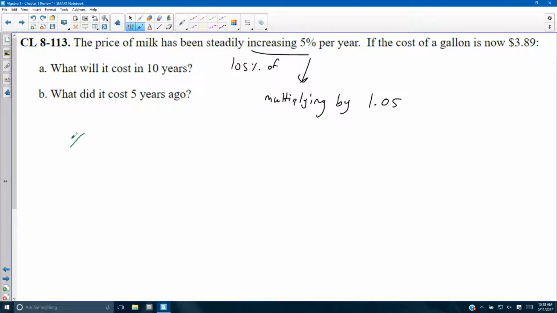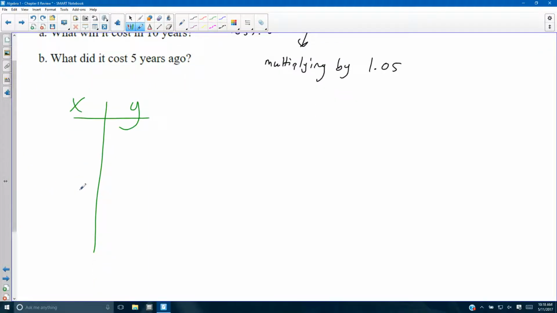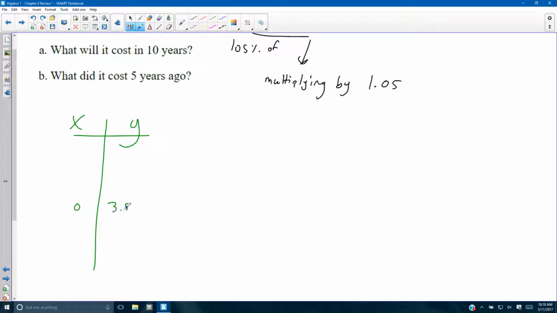What will it cost in 10 years? Well, let's take a look at this in a table. If we call this year zero, it's at $3.89. After year one, it'll be $3.89 times 1.05, whatever that number is. I'll get the calculator out in a bit. In the second year, you take that number and multiply it by 1.05 two straight times. And in year 3, you take 3.89 and multiply by 1.05 three times.